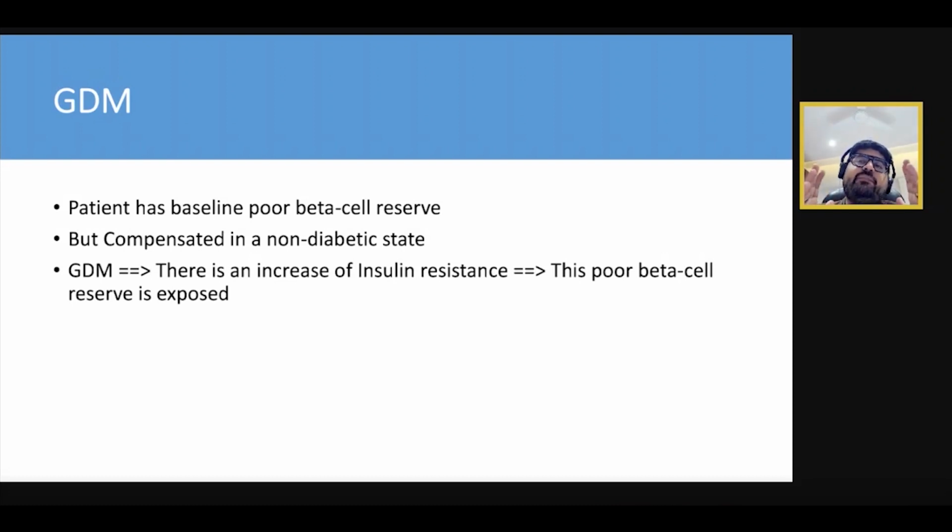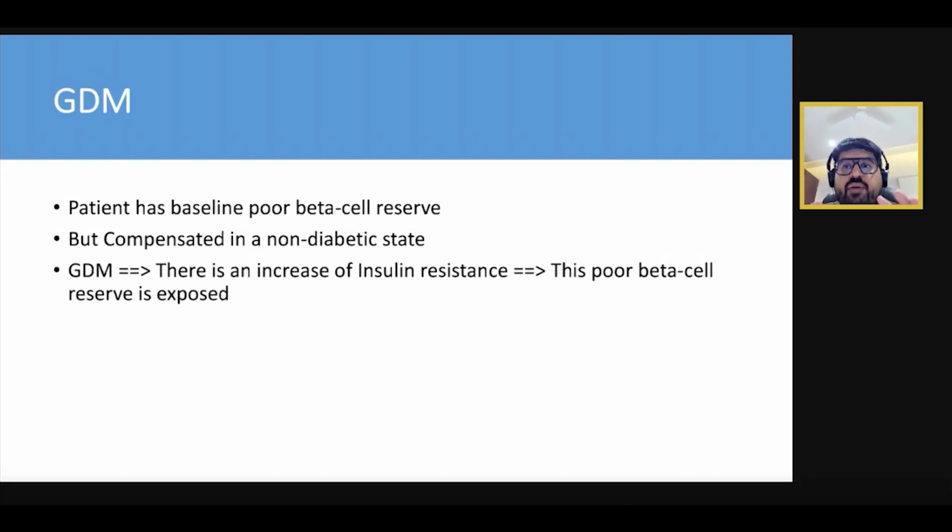So what happens is the patient had euglycemia before pregnancy, but the beta cell had to some extent declined. So you had a beta cell which was not very robust, and a little bit of insulin resistance. So both things compensated each other, and the patient had normal blood sugar. But what happened in pregnancy? As the pregnancy advances, the insulin resistance advances, and at about 24 to 28 weeks of pregnancy, the beta cell is not able to match up with the insulin resistance which happens because of pregnancy, and because of that, the patient develops hyperglycemia. This is what happens in gestational diabetes mellitus.